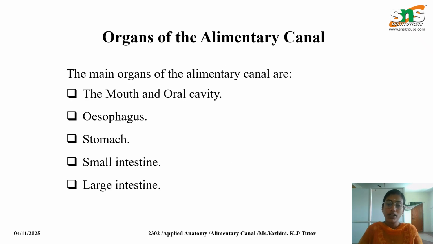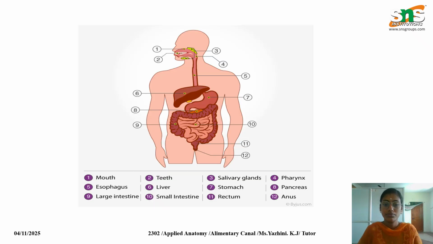Accessory organs like the salivary glands, liver, pancreas and gallbladder aid digestion but are not part of the canal itself. These are the main organs of the alimentary canal, and the accessory organs are separate. Just pause and look at the picture: the first one is the mouth, the second is the teeth, the third is the salivary glands and the fourth is the pancreas. Each part name is given below, so look at it and memorize it.